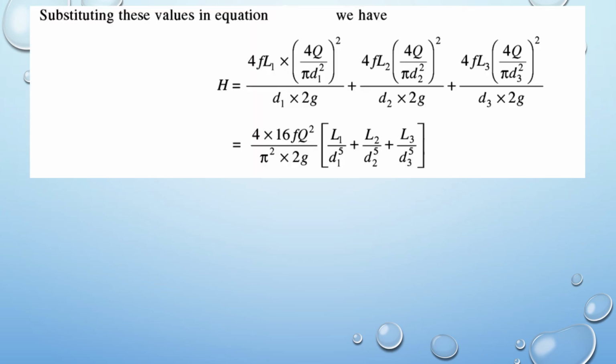So after substituting, we will get the equation as H is equal to 4FL1, substituting V1 square as 4Q by pi D1 the whole square, etc. Similarly for V2 and V3, and then simplifying, we will get the equation 4 into 16FQ square by pi square into 2G, and inside the bracket we will be left with L1 by D1 raised to 5, L2 by D2 raised to 5, L3 by D3 raised to 5. I am calling this equation number 1.